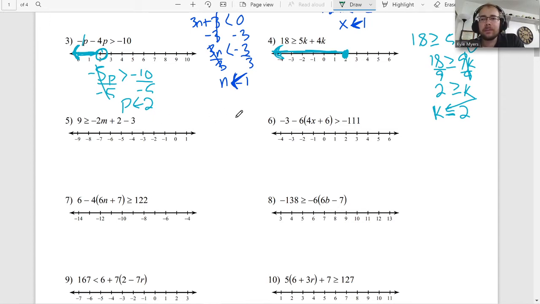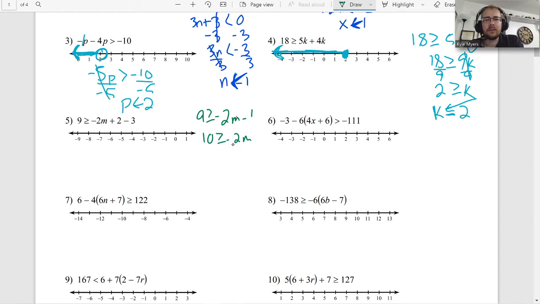So number 5, it looks like we can combine these two numbers. 2 minus 3 is negative 1. So this is 9 greater than or equal to negative 2m minus 1. I add 1 to both sides. And then I want to divide both sides by, yeah, let me go ahead and do this one a different way. So I showed you earlier how, if you have a negative on the right, you can just add it to both sides and then move it around.